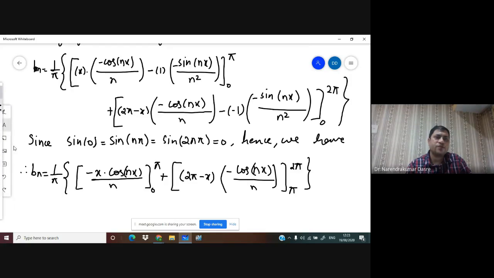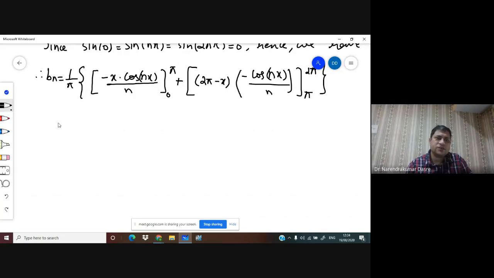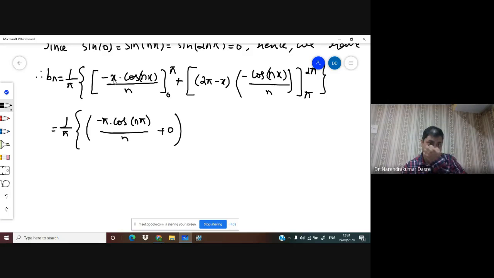That's what we have. Now let us apply the limits. So this is equal to 1 upon pi. For the first integral, what will we have? Minus pi cos of n pi upon n, minus minus plus 0, because we have x here. So this term is going to be 0, plus, for this integral, 2 pi minus 2 pi is going to be 0.